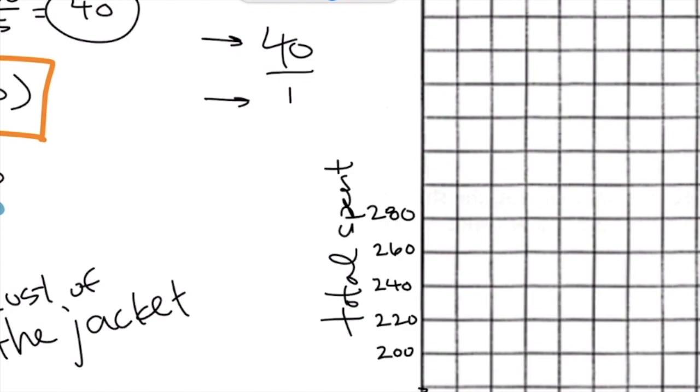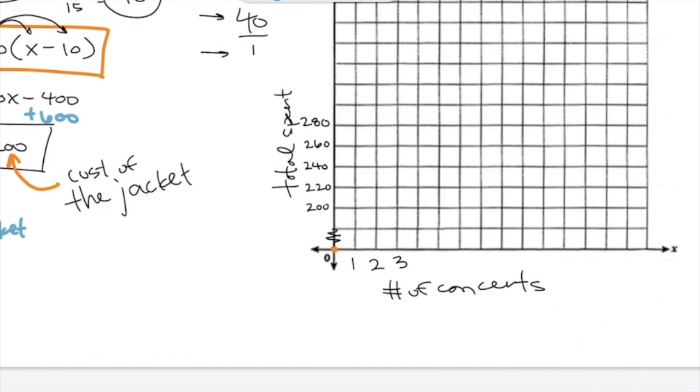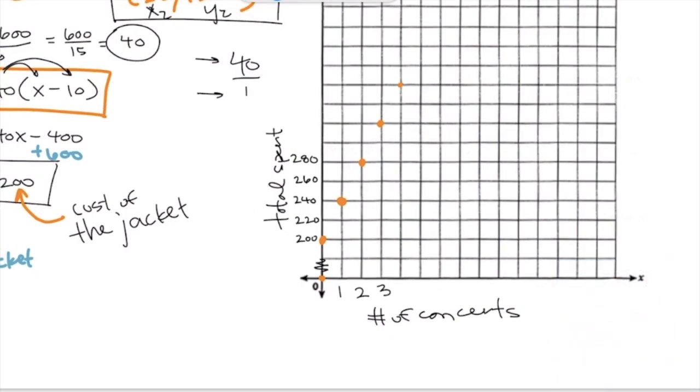And now we can graph it. So at 0 concerts, he had to buy his jacket. After 1 concert, he's spent $240. After 2 concerts, he's spent another $40. So that's $280. After 3 concerts, he will have spent $300, and so on. Okay, so we can continue that pattern until we run out of room on our graph.